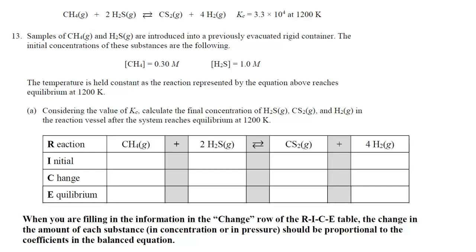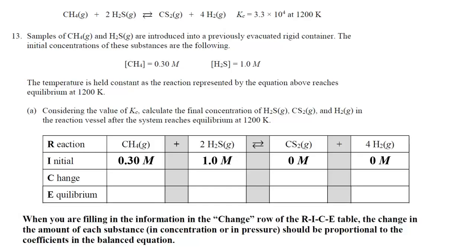So the first row of our rice table is the reaction. So there is the balanced chemical equation for this reaction. And now, what are the initial concentrations of these substances? We are told that the initial concentration of CH4 is 0.30 moles per liter, and the initial concentration of H2S is 1.0 moles per liter. Because we're not given any information at all about the products CS2 and H2, we can assume those initial concentrations are 0 before any reaction occurs.